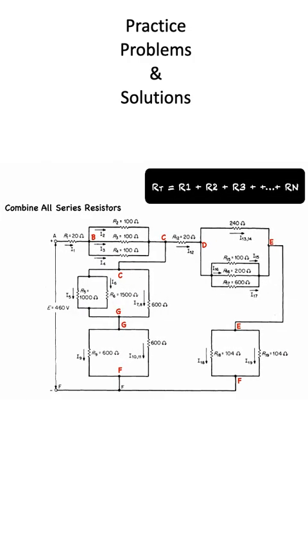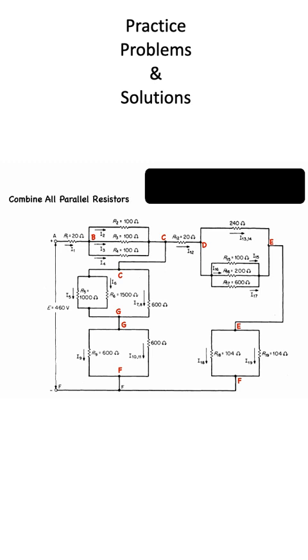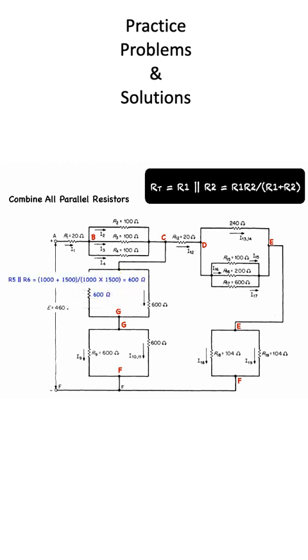Now let's work on the parallel resistors. In the case of two resistors in parallel, the equivalent resistance can be found using the following equation. Of note, the equivalent parallel resistance is always less than the smaller of the two resistors. In section C to G, R5 in parallel with R6 is calculated to be 600 ohms. Section C to G now consists of two 600 ohm resistors in parallel.